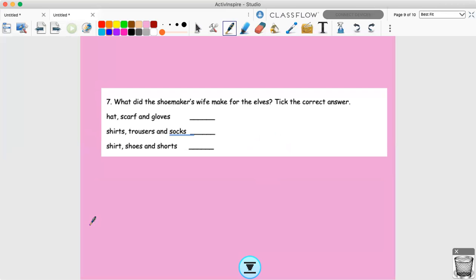Okay, question number 7. What did the shoemaker's wife make for the elves? Tick the correct answer. So this one, you just have to put a tick on the line for the right combination. We don't need to put any crosses, we just put one tick. So did she make them a hat, scarf and gloves? Was it shirts, trousers and socks? Or was it a shirt, shoes and shorts? Choose which one it was and put a tick next to the right answer.